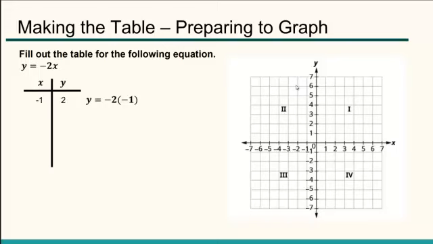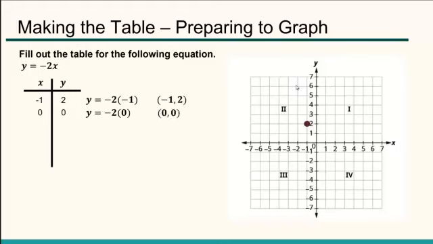Let's put that in our table, and let's write down our coordinate point. That would be the coordinate point (-1, 2). So that means go to the left 1, up 2. Let's plot that point. Very nice. So let's choose another value for x. Say 0. If x is 0, what is y? Y equals negative 2 times 0. That's going to be 0. Put it in our chart. Make the point. That's the point (0, 0).